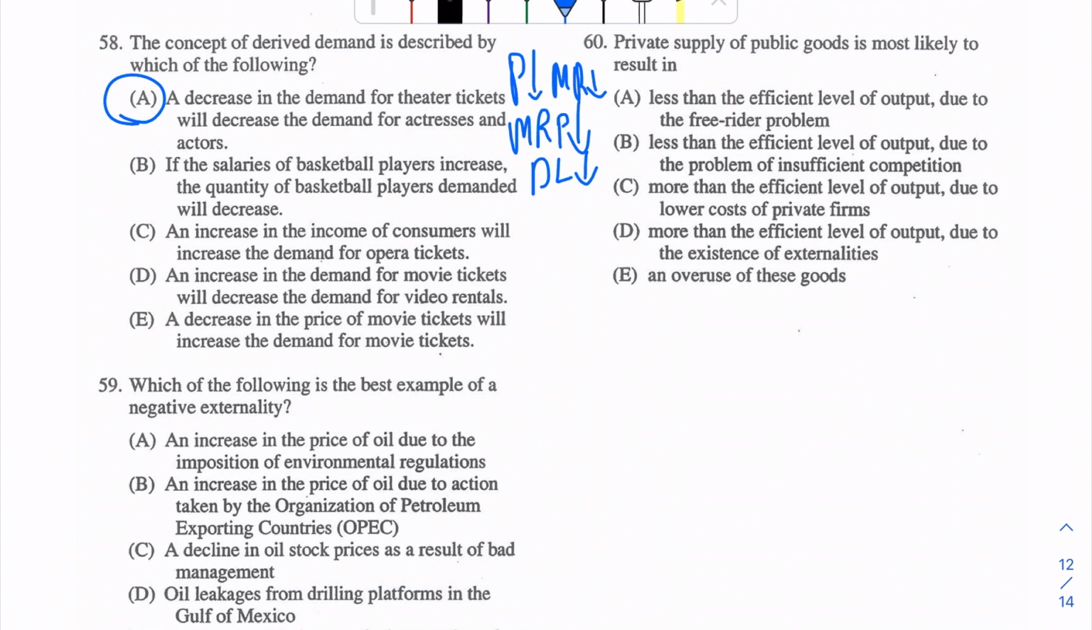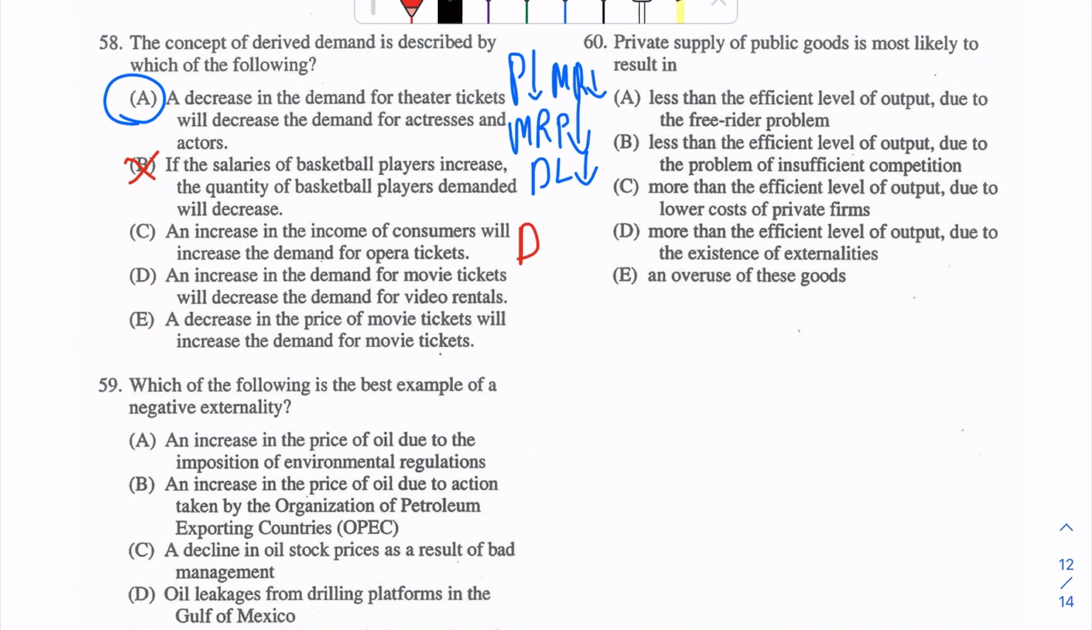What about B? If the salaries of basketball players increases, the quantity of basketball players demanded will decrease. So that is correct for the law of demand. However, that is not derived demand. So it's not B. An increase in the income of consumers will increase the demand for opera tickets. That is true for demand, but again, it's not derived demand.